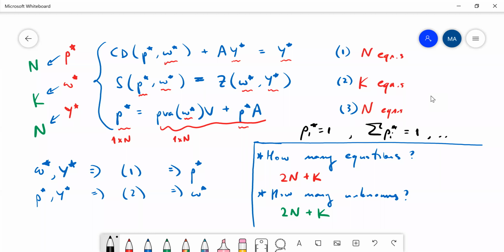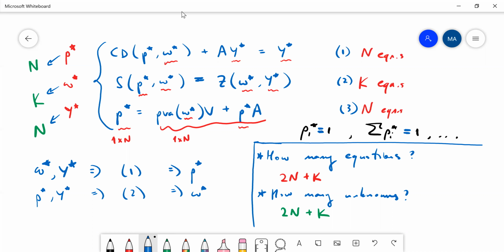All right, I will introduce a new equation. Careful here. All of these are equations, right? Then again, I have 2n plus k equations and 2n plus k unknowns. Okay? So that's something we do in general equilibrium models because of the Walras law.